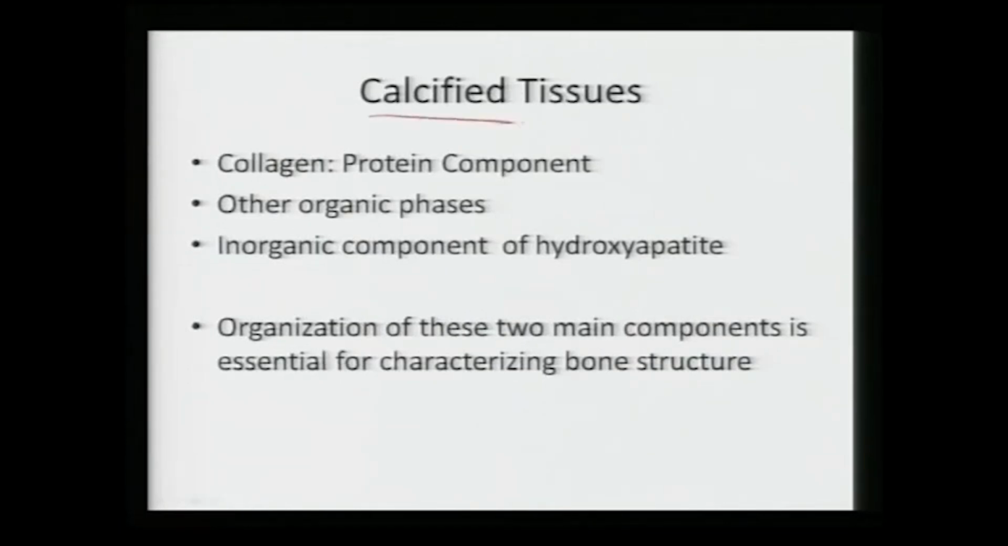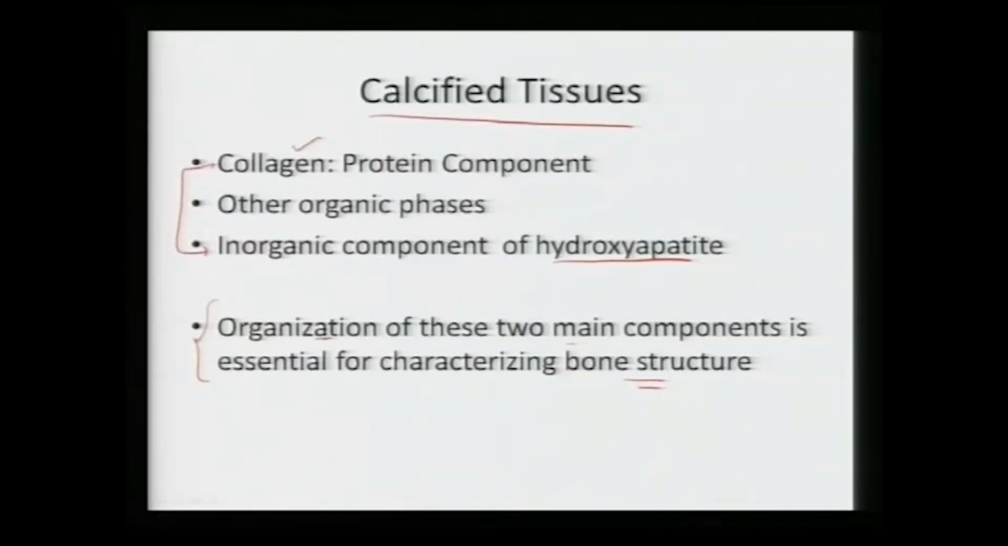Now, the calcified tissues present in the body: first of all, collagen is the protein component, and there are certain other organic phases, but the main components of these calcified tissues are collagen and an inorganic compound made up of hydroxyapatite. The organization of these two main components is essential for characterizing any bone structure, because the way hydroxyapatite and collagen are twined and coiled together to render the overall bone structure tells us that the organization of the protein and the apatite is very critical to the functionality.